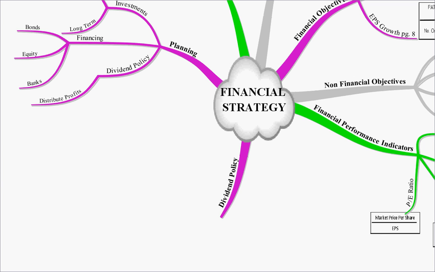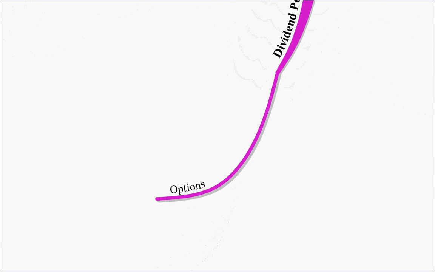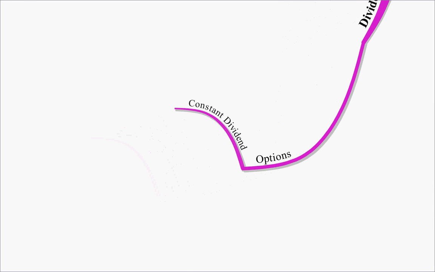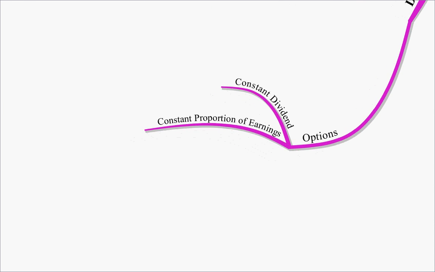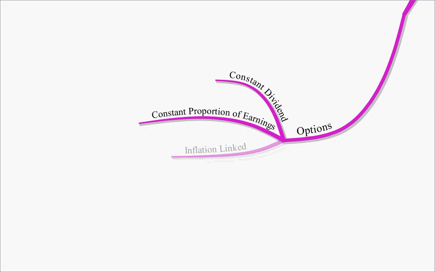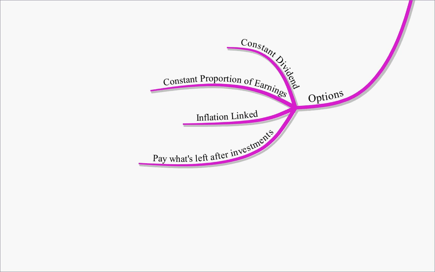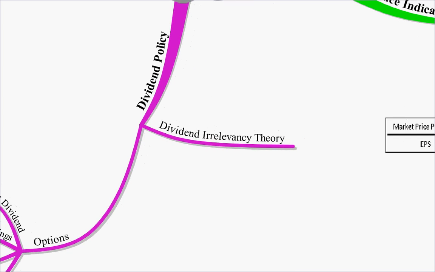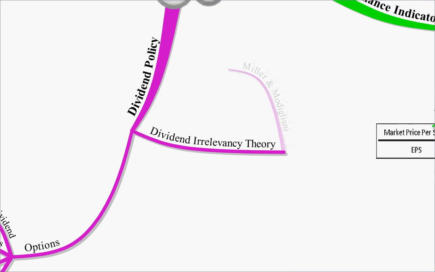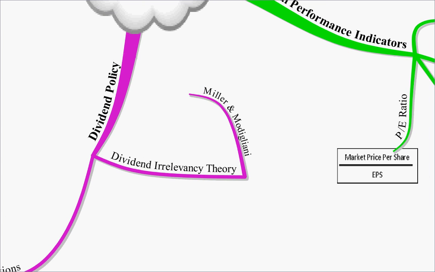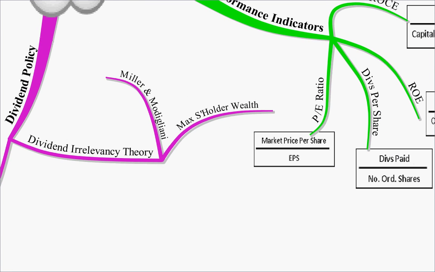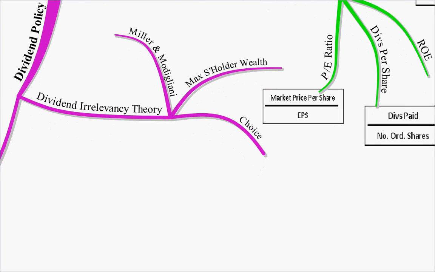Okay, so dividend policy. A firm has a few options when paying a dividend. It can pay a constant dividend. It can pay a constant proportion of earnings as a dividend. It can pay an inflation-linked dividend. Or it can pay what's left after it's made all of its investments. So these are the options available. We looked at a couple of theories relating to dividends. The first of which was the dividend irrelevancy theory. Remember, this was put forward by Miller and Modigliani and focused on maximising shareholder wealth. So, as a firm you have a choice.